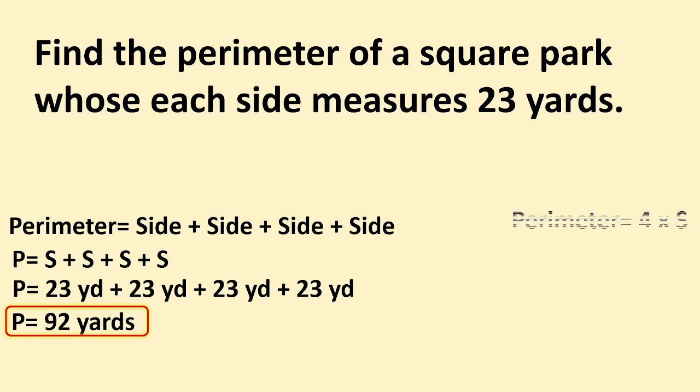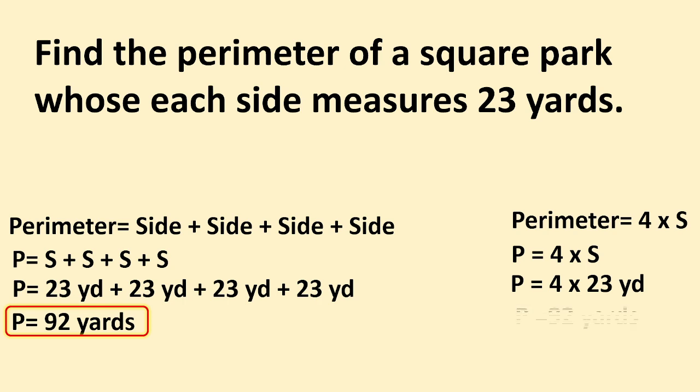Another formula we have here, perimeter equals 4 times side, or we're going to write 4 times S. P equals 4 times 23 yards. 4 times 23 equals 92. So the answer is 92 yards.